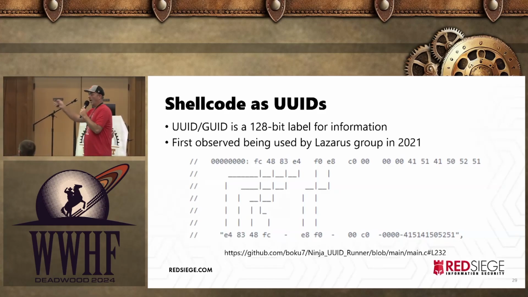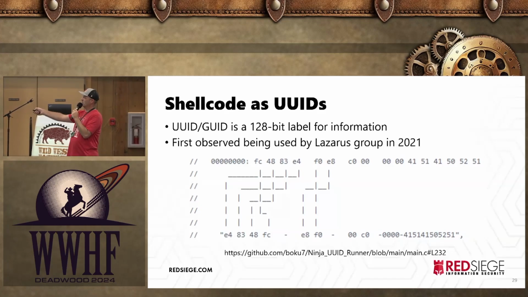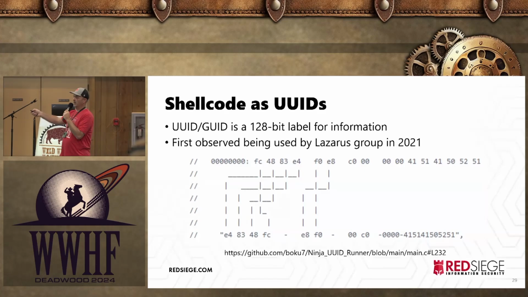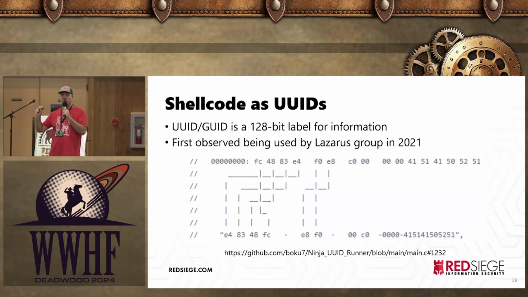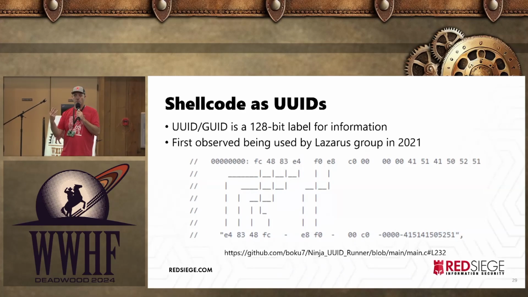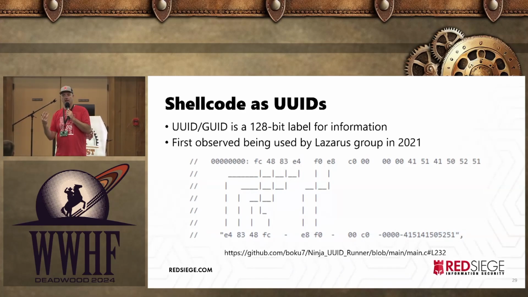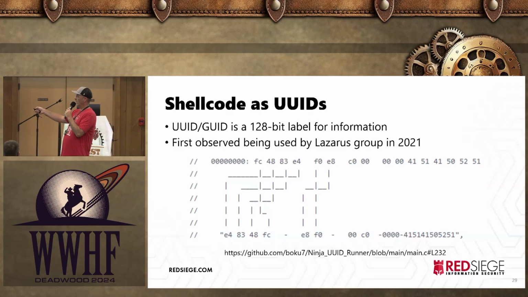So a UUID has a specific format. You've got 4 bytes, 2 bytes, 2 bytes, 2 bytes, and then I think that's 6 bytes left over. And it needs to be structured in a specific way. You could take your shellcode and just break it up into that format with the dashes in between it, and it looks like a UUID, but it doesn't function like a UUID. This actually functions like a UUID, and why will become important in just a minute.